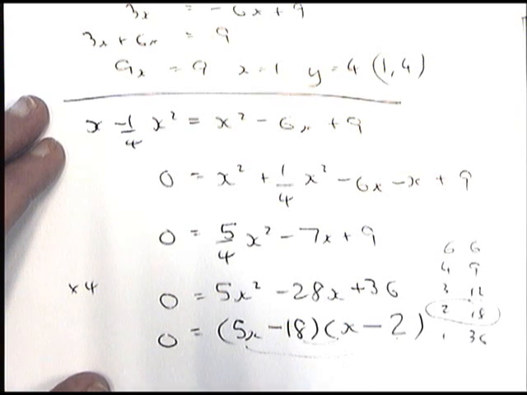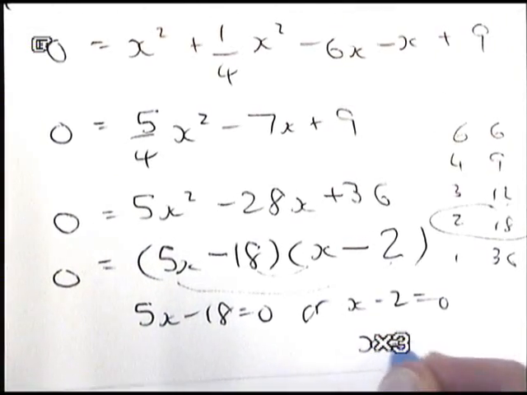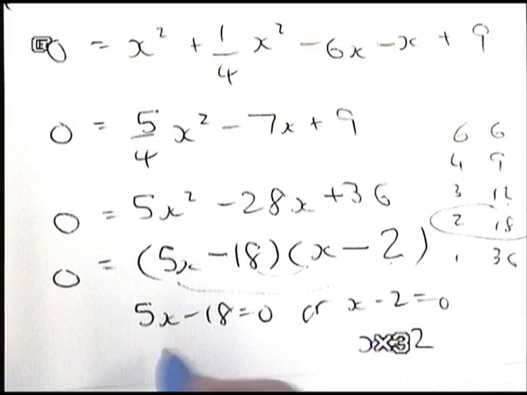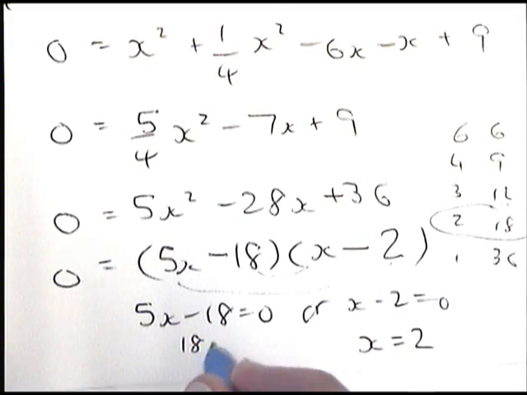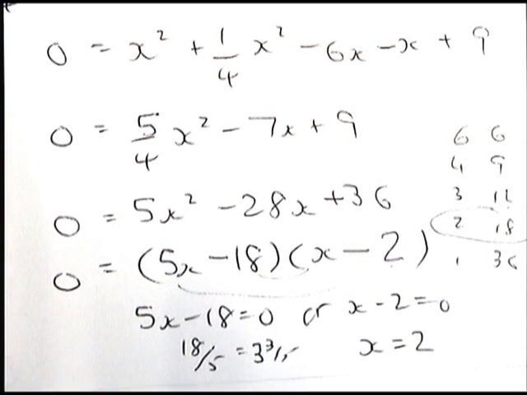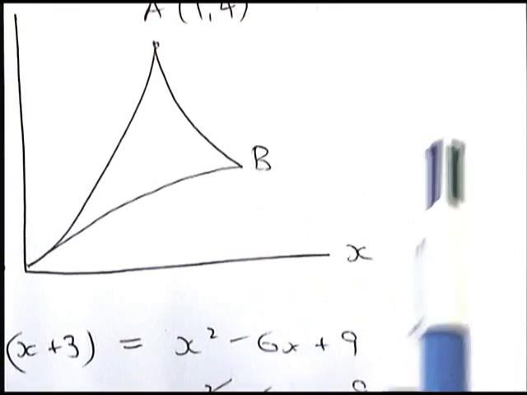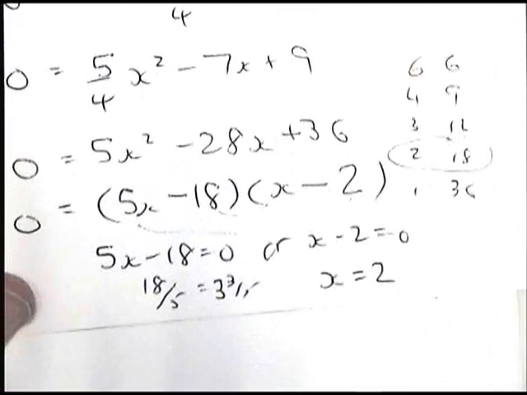So I factorised it. That means either 5x minus 18 equals 0 or x minus 2 equals 0. The x minus 2 equals 0 is nice and easy to solve. That means x is 2. This one over here means x is 18 over 5, and 18 over 5 is the same as 3 3/5. So there are two solutions. Well, this one must be the 2, because they're going to meet again over here somewhere. So for B, x must be 2.